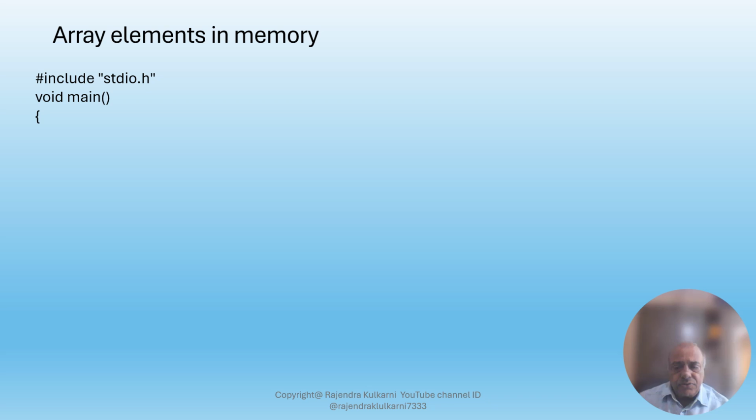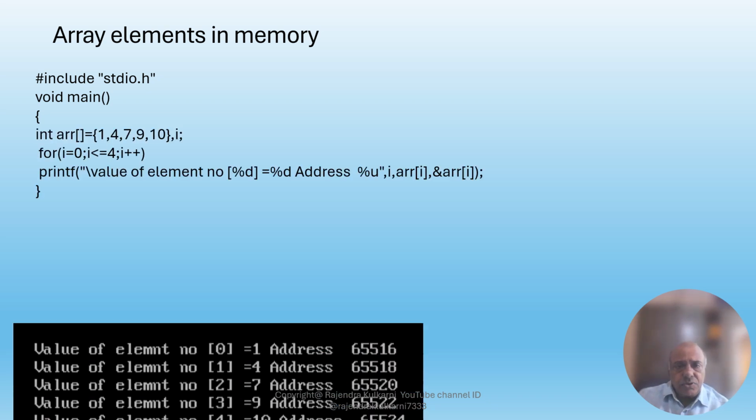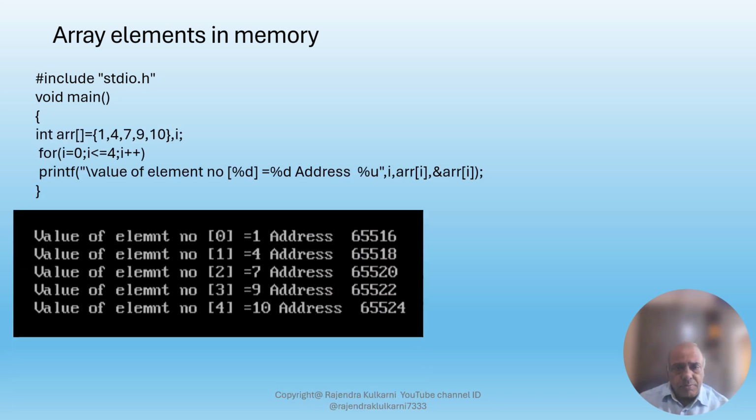How are array elements stored in the memory? We have seen they are stored in contiguous memory locations. So this program just tells us what are the memory locations where the element number 0 to 4, all these 5 elements of the array ARR, are stored.